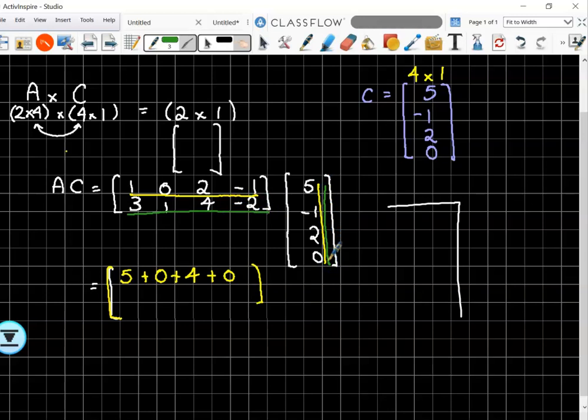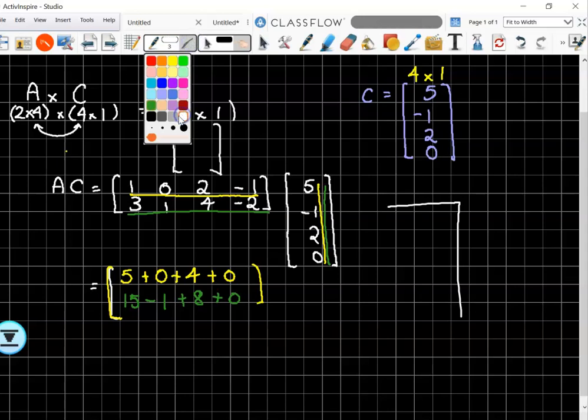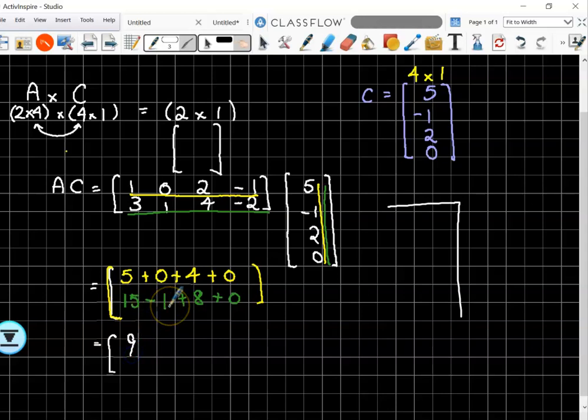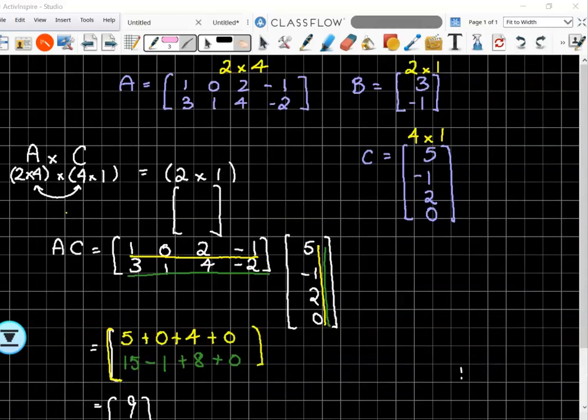Oh well. So 3 times 5, 15. 1 times minus 1, so take 1. 4 times 2, 8, plus the 0. And then we can tidy that up. We get 9. 14 plus 8. Do we have to go to the calculator? Hopefully not. 22.